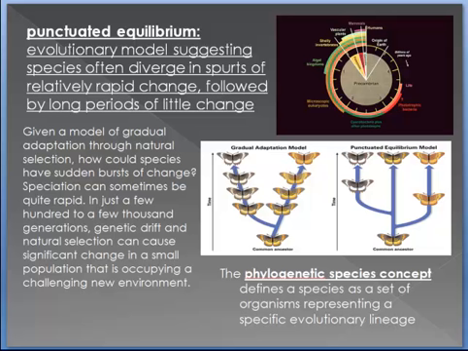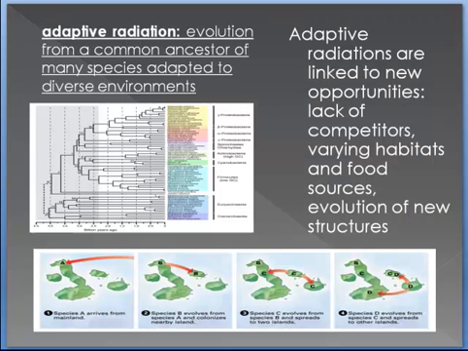And we can come up with a phylogenetic species concept, similar to our biological species concept. The phylogenetic species concept defines a species as a set of organisms representing a specific evolutionary lineage. And so we can trace those all the way back to the original common ancestor, as stated in adaptive radiation.